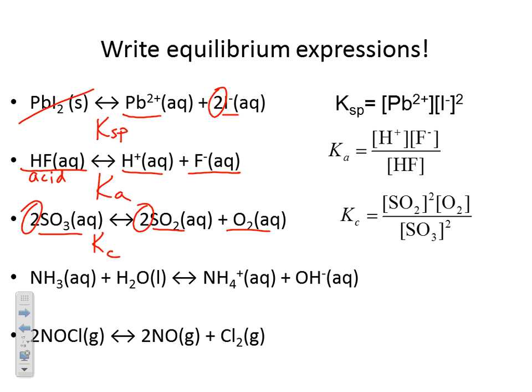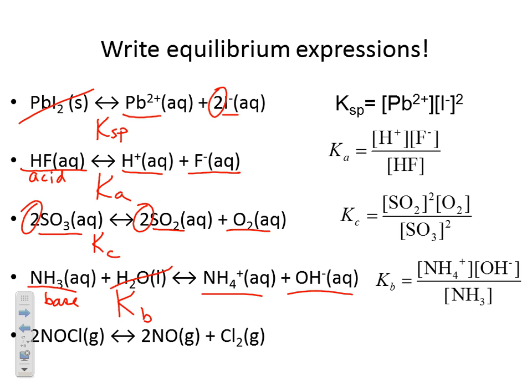Then I have NH3 plus H2O liquid goes to NH4+ plus OH-. This is a base. This is a base dissociation reaction, so this is Kb. So I'm going to do NH4+ products times each other times the concentration of the hydroxide. I'm not going to include the liquid, divided by the concentration of the NH3. So Kb expression, concentration of ammonium times the concentration of hydroxide divided by the concentration of ammonia, products over reactants raised to their coefficients.